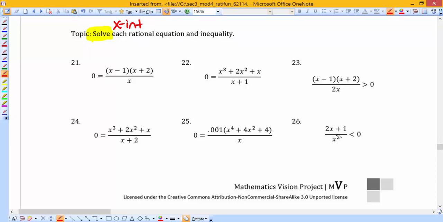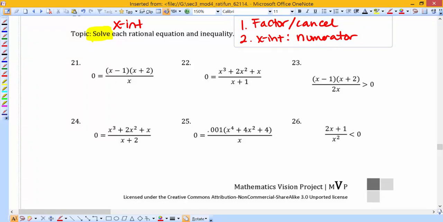Now, all of these are rational functions. All of them. So your first step, like we went over in class, is that you must factor and cancel. And then to find your x-intercepts, where are you going to look? You're going to look in the numerator.